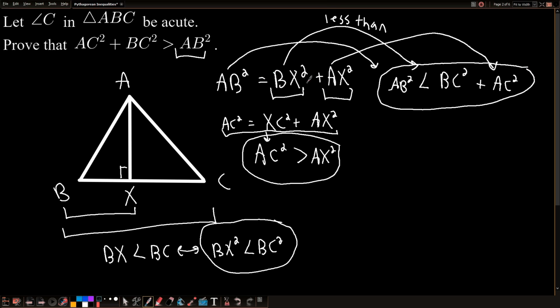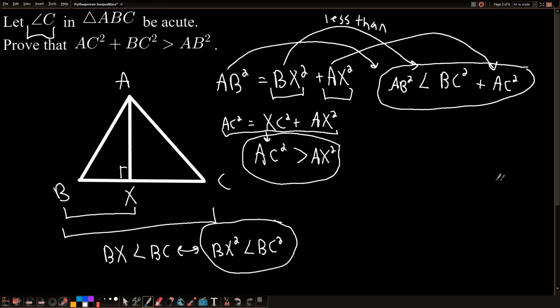We have proven that each term that AB squared is equal to is less than both AC squared and BC squared. Combining those facts together, we have that AB squared has to be less than BC squared plus AC squared. So we have shown that if we have the situation AC squared plus BC squared is greater than AB squared, then the angle at C must be acute.